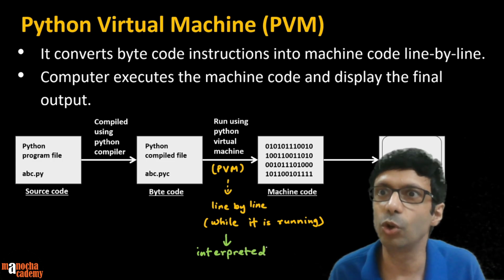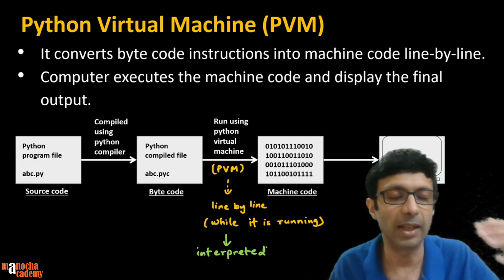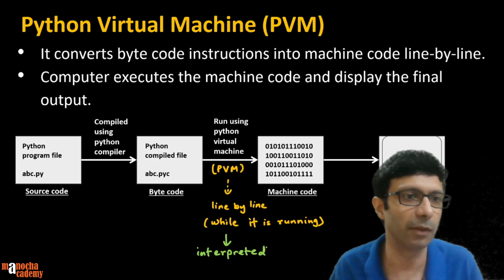Line by line also has that huge advantage. It makes it easy for you to see the error and stop. So let's say the error is in the 5th line. It will cause an error in the 5th line.